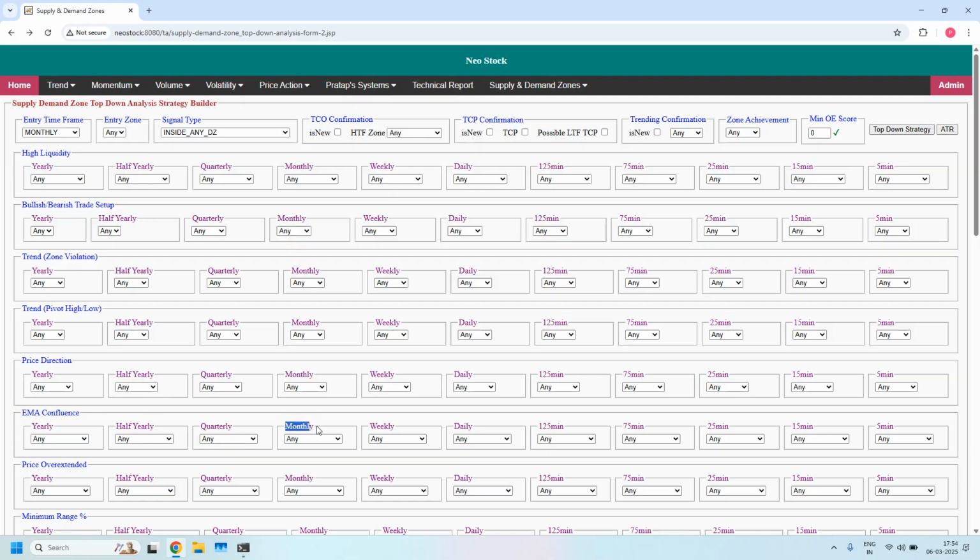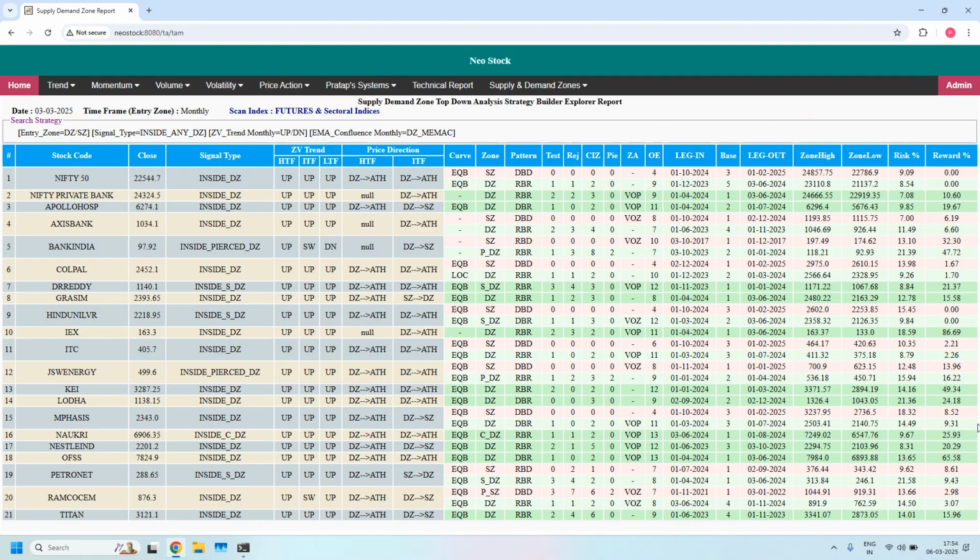EMA confluence monthly, I am setting monthly demand zone having monthly EMA confluence filter, and also trend on the monthly should not be sideways. It can be up or down. Now the list has come down to 21 stocks from 44 stocks. And these 21 monthly demand zones are having monthly EMA confluence. And also current price closed inside the monthly demand zone.